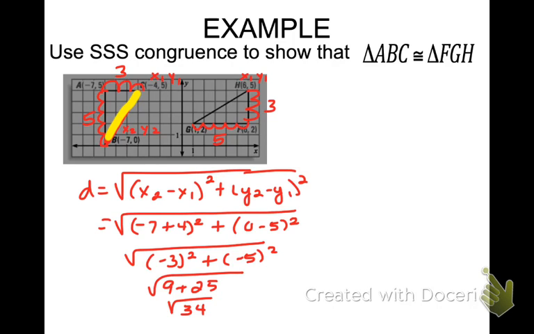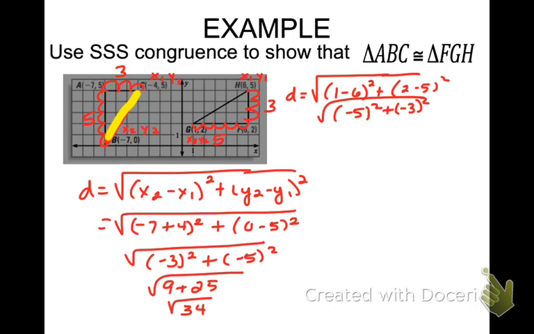Let's do it to the other one. x1, y1, x2, y2. So my distance over here is going to be my second x, which is 1 minus 6 squared plus my y, 2 minus 5 squared, gets me negative 5 squared plus negative 3 squared, which looks very familiar to the last one. So 25 plus 9, so 34. So are they all congruent? Yes. All sides are congruent. We showed it by marking all the congruent lengths.